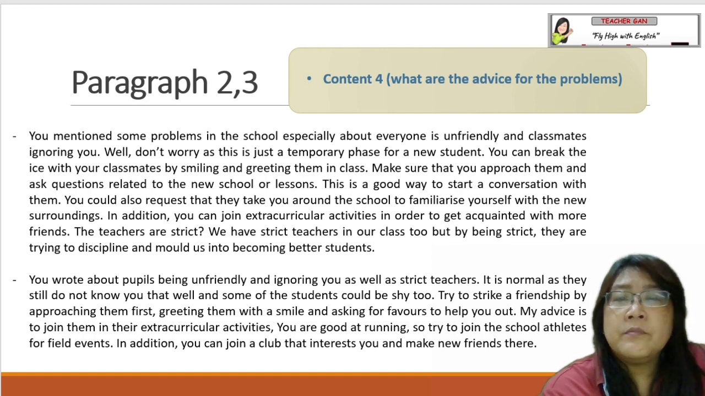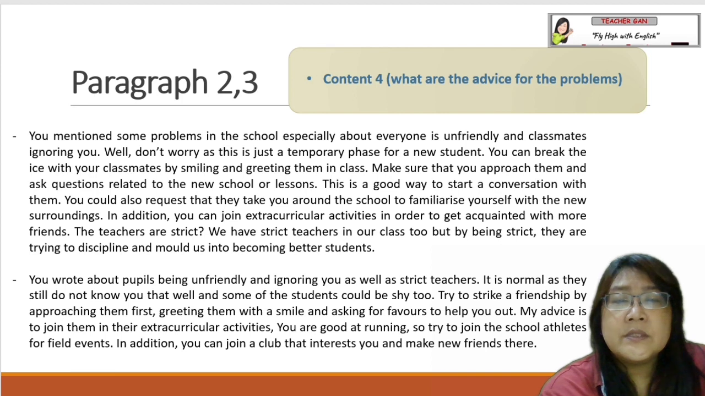You can break the ice with your classmates by smiling and greeting them in class. Make sure that you approach them and ask questions related to the new school or lessons. This is a good way to start a conversation with them. You could also request that they take you around the school to familiarize yourself with the new surroundings. In addition, you can join extracurricular activities in order to get acquainted with more friends. The teachers are strict.